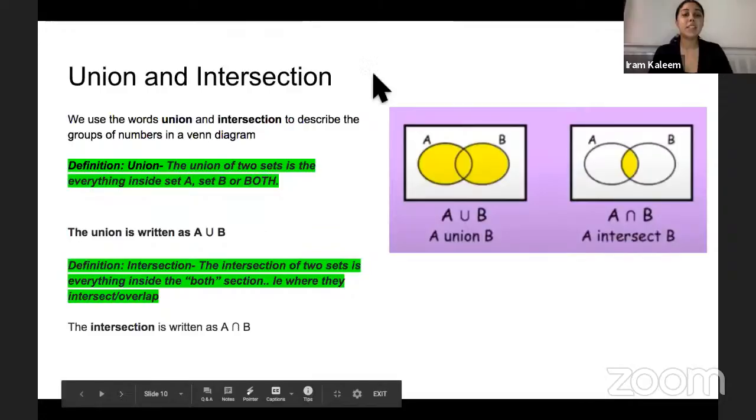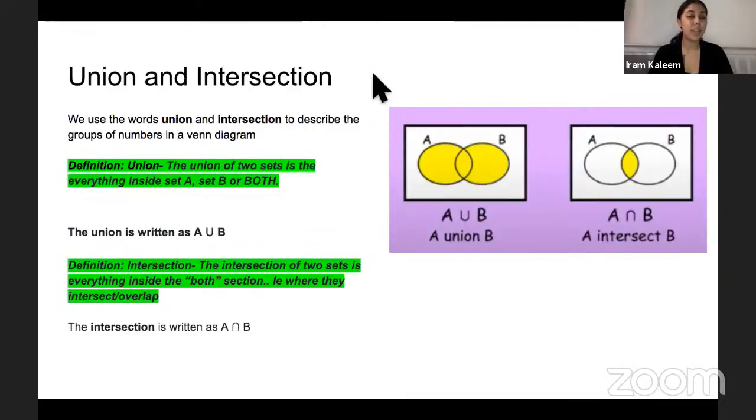Then we looked at union and intersection, and now we're going to get a chance to look at this in just a little bit more detail. We said that we use the words union and intersection to describe the groups of numbers in a Venn diagram. I briefly touched on this last week, but this time you'll get a chance to write down these definitions. If you haven't already, I'd love for you to write down the definitions that are highlighted in green.